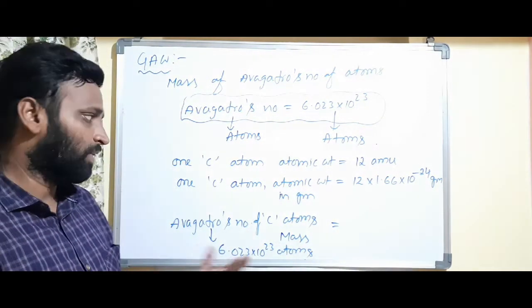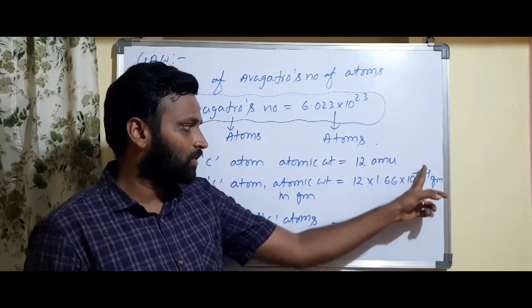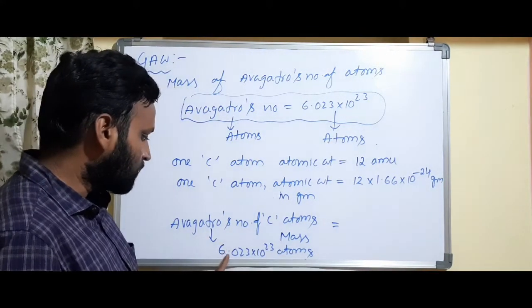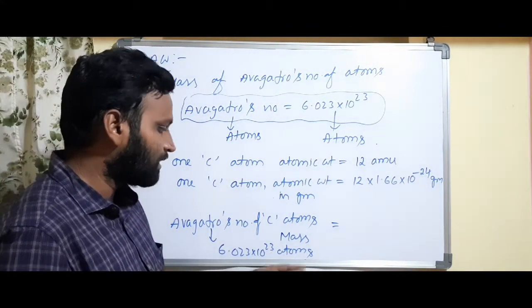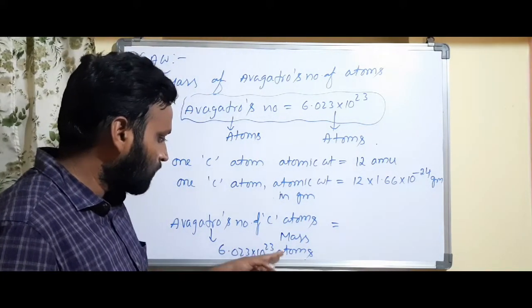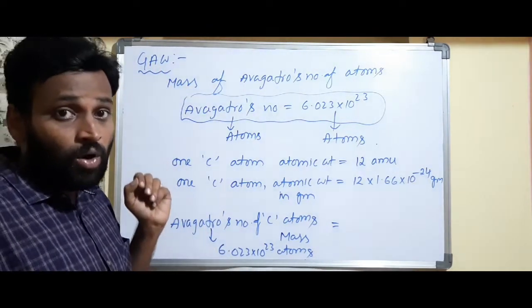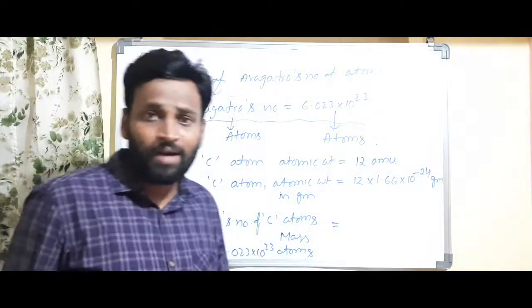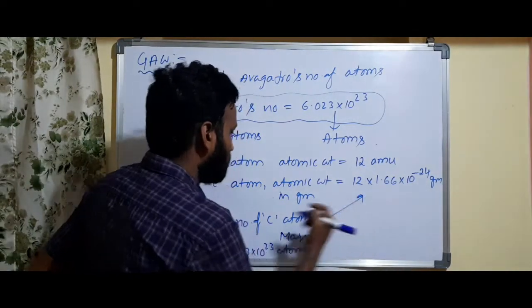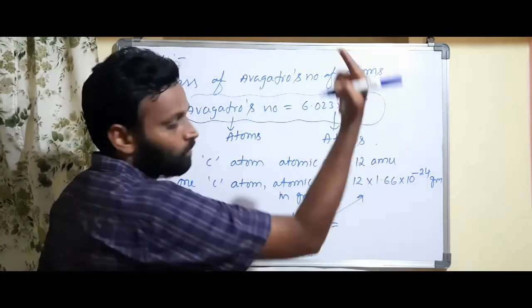So very simple. For one carbon atom, 12 into 1.66 into 10 power minus 24 grams. But we are asking the mass of 6.023 into 10 power 23 atoms. That is nothing but the gram atomic weight. So what will be the gram atomic weight of carbon now? This into this, cross multiply. Because one carbon atom is this much, these many carbon atoms, how much?